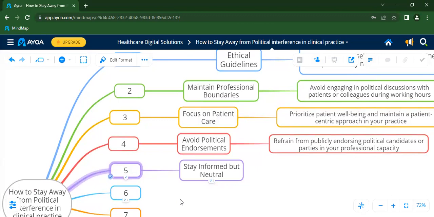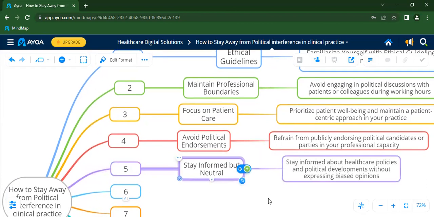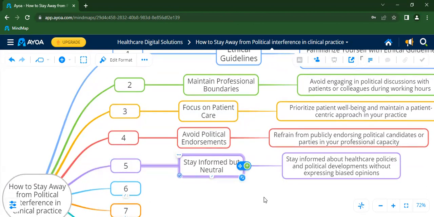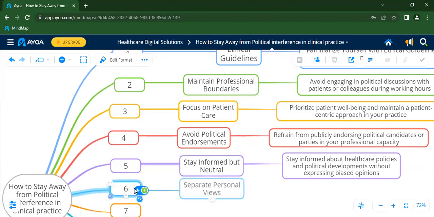Then you have to stay informed. You have to be updated about what's happening in your local politics, what's happening at the national politics level or world politics level. That information or knowledge is not going to harm you, but make sure that you don't form opinions and get biased because of your personal preferences. You can discuss and debate within doctor forums only, or forums where it is very essential, but avoid any discussions in direct political forums.